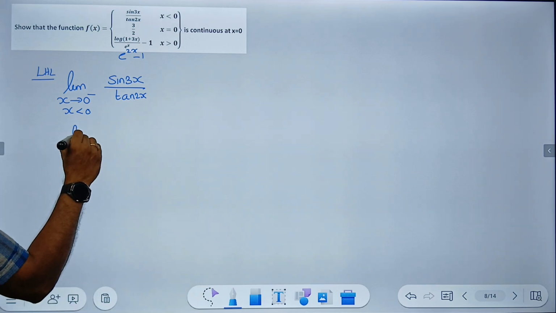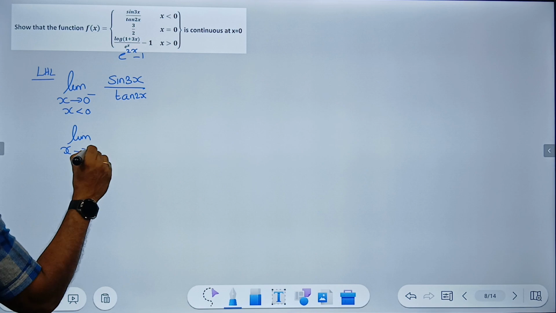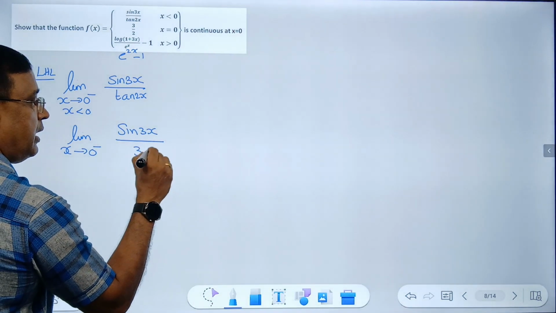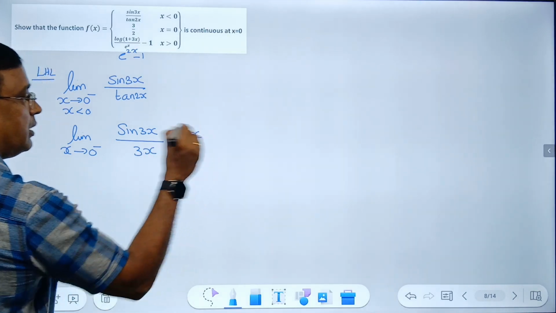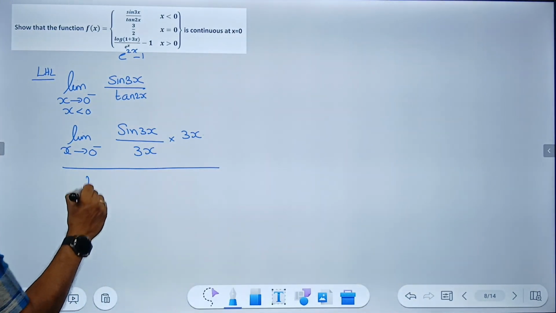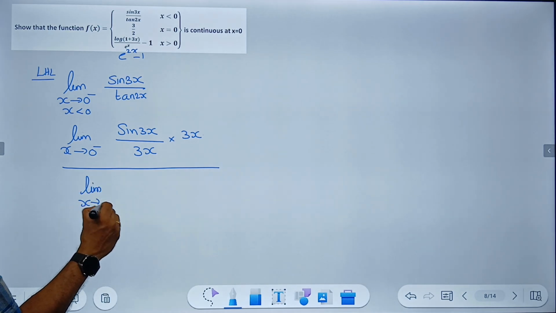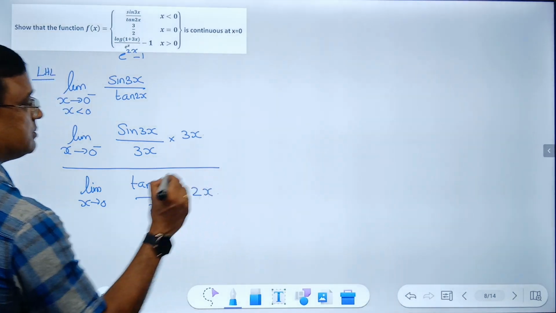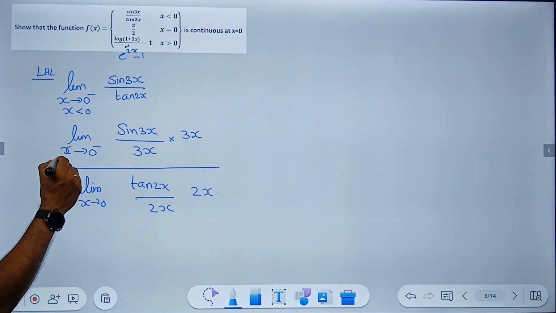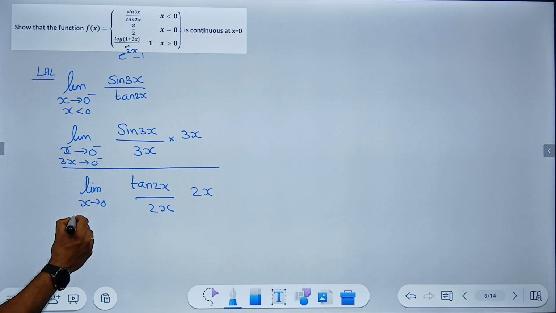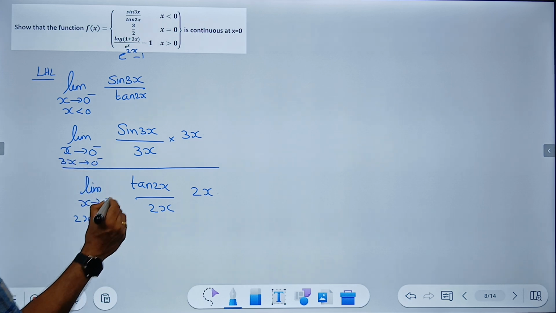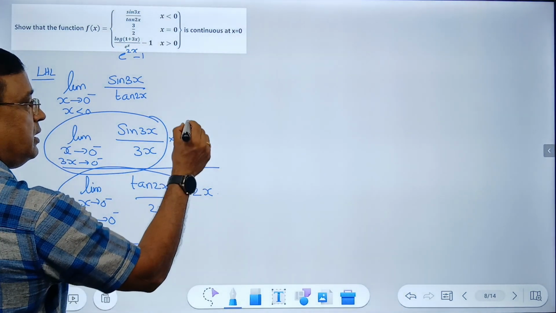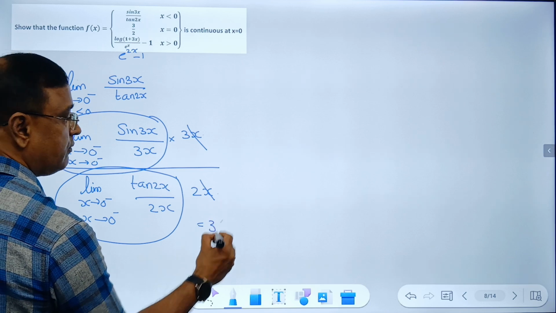Okay. Now what do I do? This is limit x approaches 0 minus sine 3x. Here what I do? I multiply and divide by 3. Okay. And again what I do? Limit x approaches 0 tan 2x, right? I divide by 2x and I multiply by 2x. Now x goes to 0, 3x also goes to 0 and 2x also goes to 0. So this will become 1 by the formula. This also becomes 1 by the formula. x and x get cancelled. So I get my left hand limit as 3 by 2.